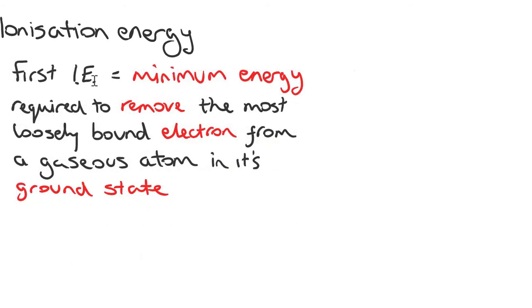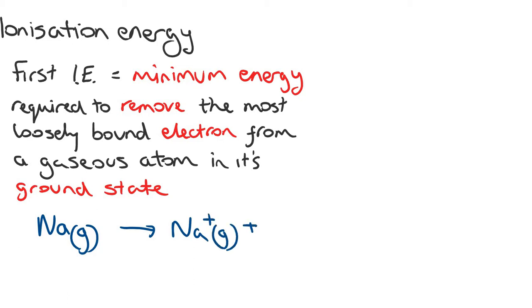The first ionization energy of an element is the minimum energy that's required to remove the most loosely bound electron from a gaseous atom in its ground state. And we can represent that by an equation. So for sodium, for example, it would be the sodium atom with G for gaseous, that's its state symbol, going to the sodium ion, also G for gaseous, plus an electron. And that is the equation for the first ionization energy of sodium.